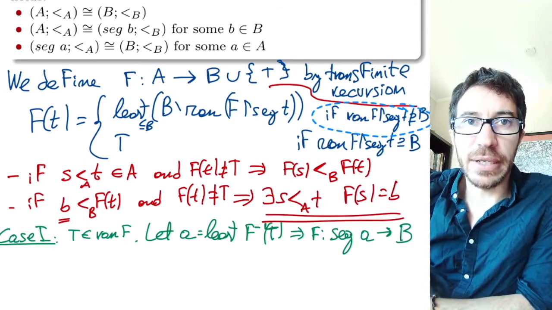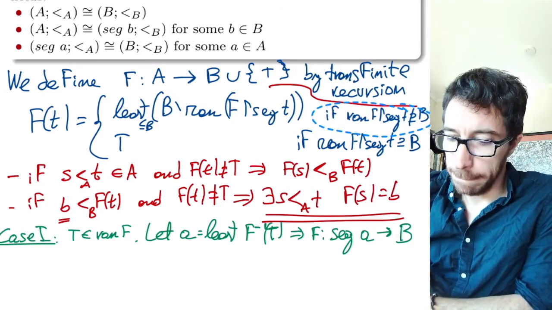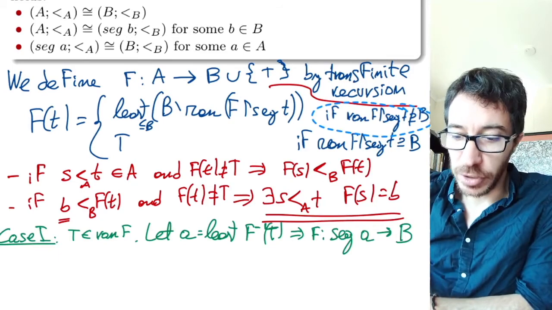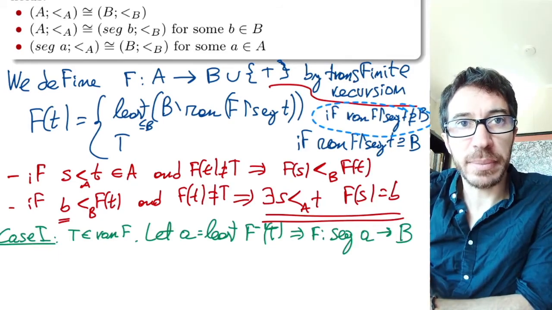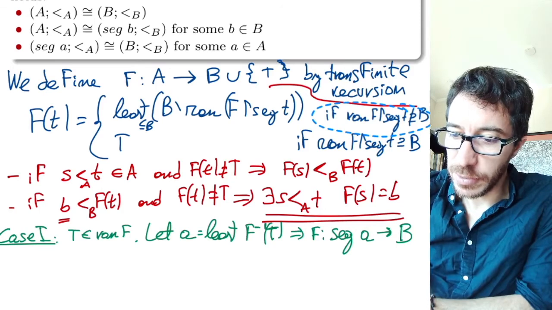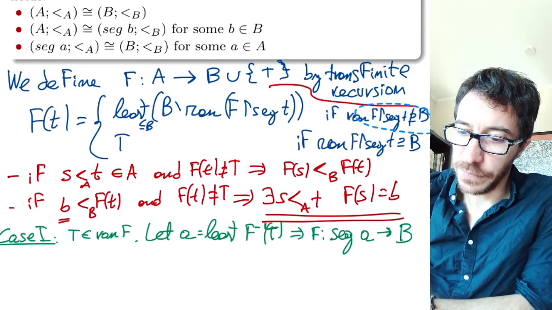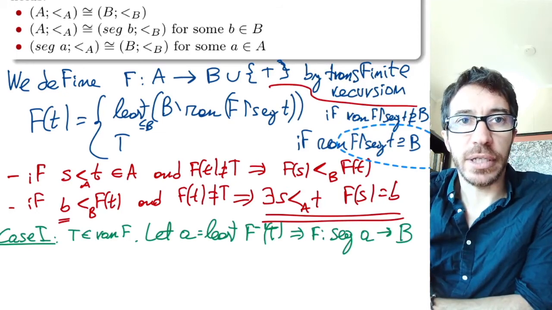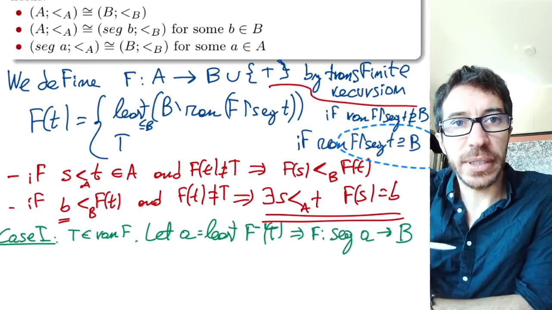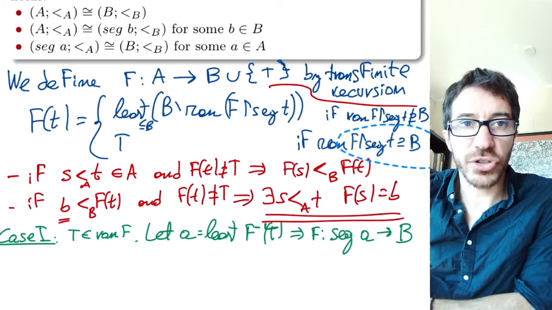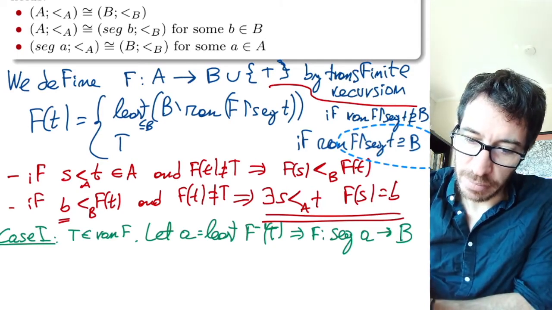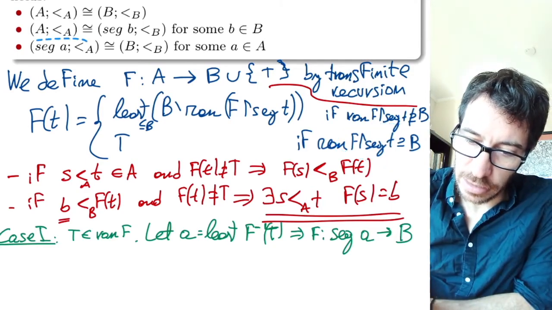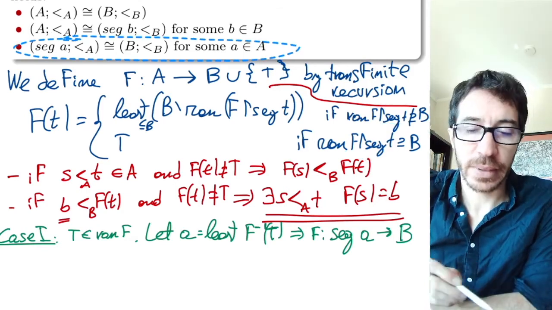And all the elements below get mapped to things that are not top because A was the least one that is being mapped to top. So actually we get, in that case, equality right here. So F up to the segment of T is equal. The range of F out to the segment of T is equal to B, and we get a bijection, and that's our isomorphism. So that means we are in this case up here.